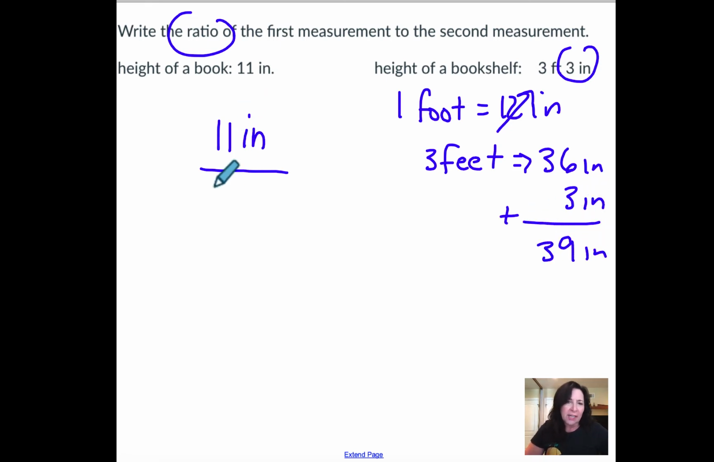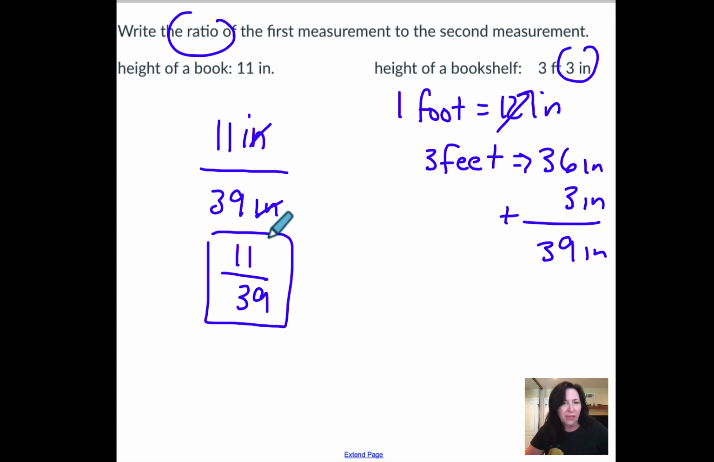So 11 inches to 39 inches. And I'm just making a ratio. That's all you're doing. The inches are going to cancel. And the ratio is 11 to 39. And remember, this isn't an equation. You can box that up. You can also write this as 11 to 39 like that, or you can even write it as a fraction, 11 over 39. All of these are equally okay.